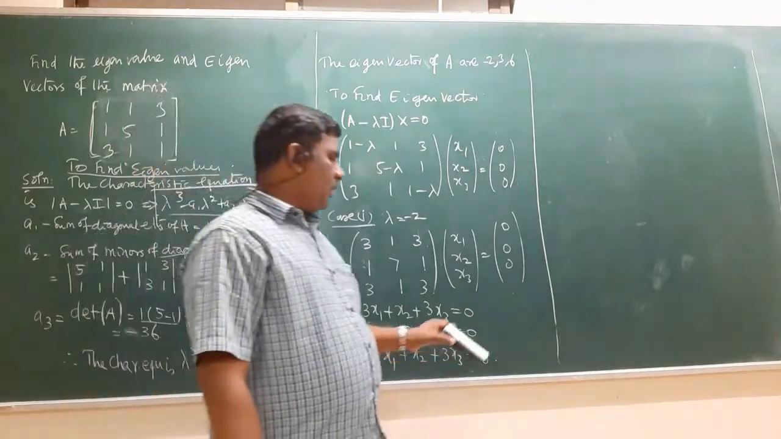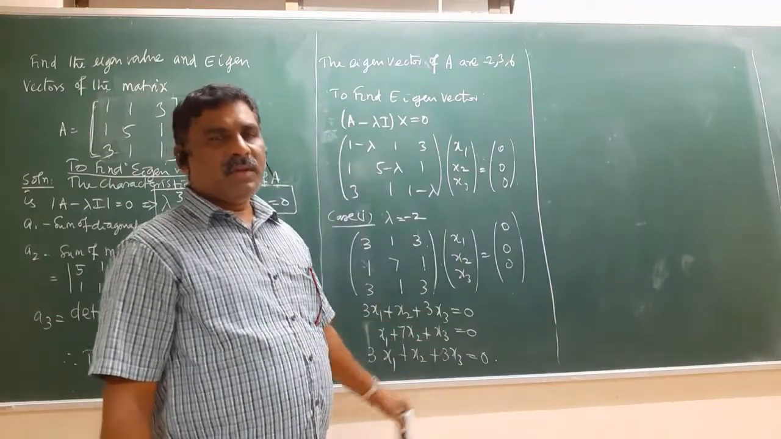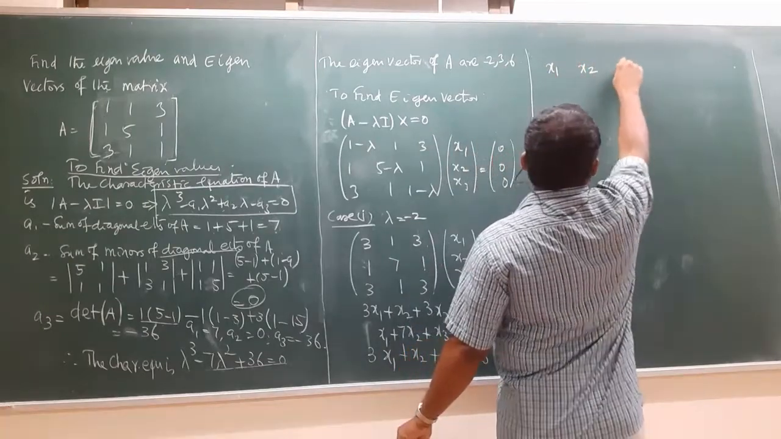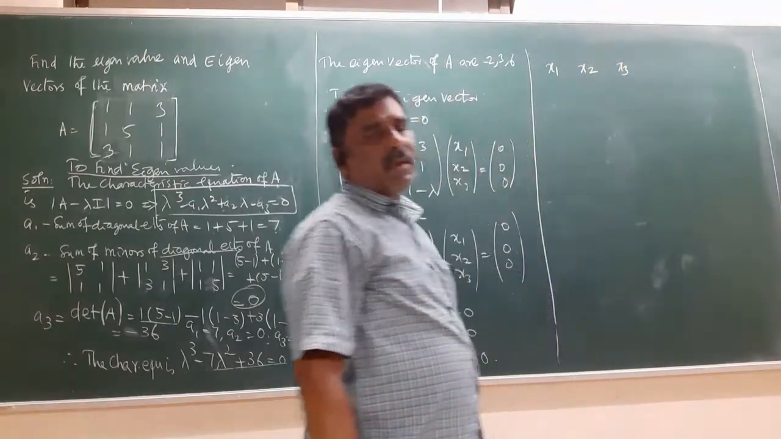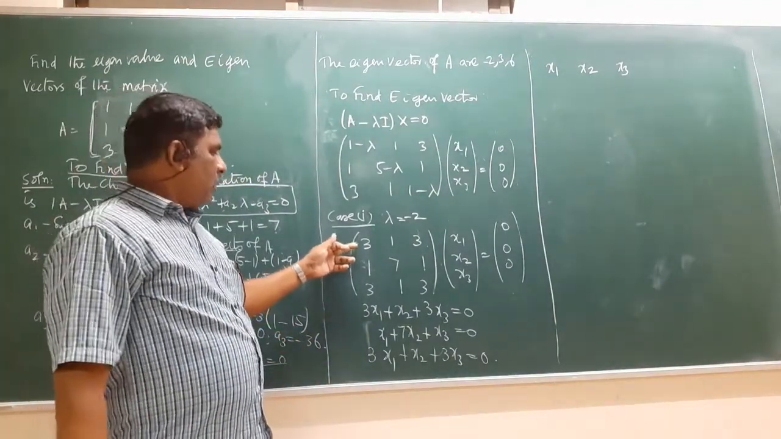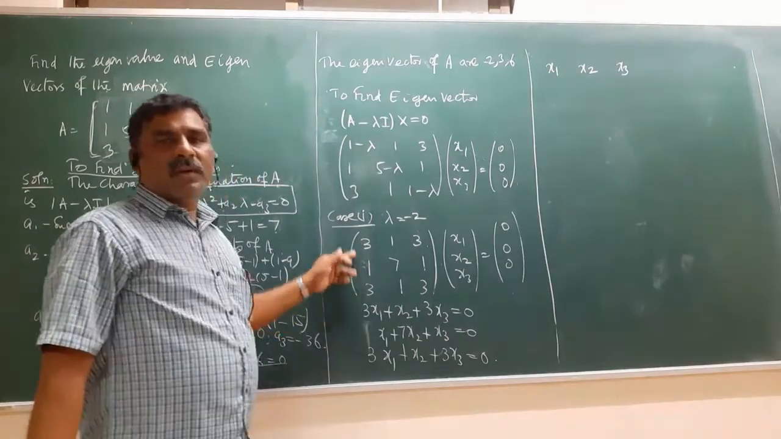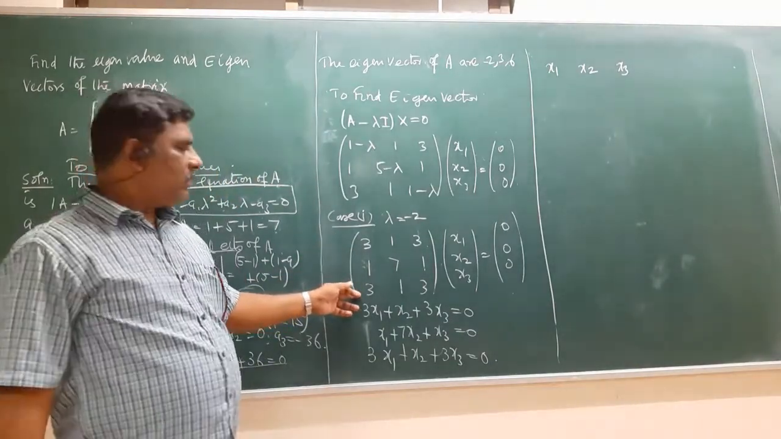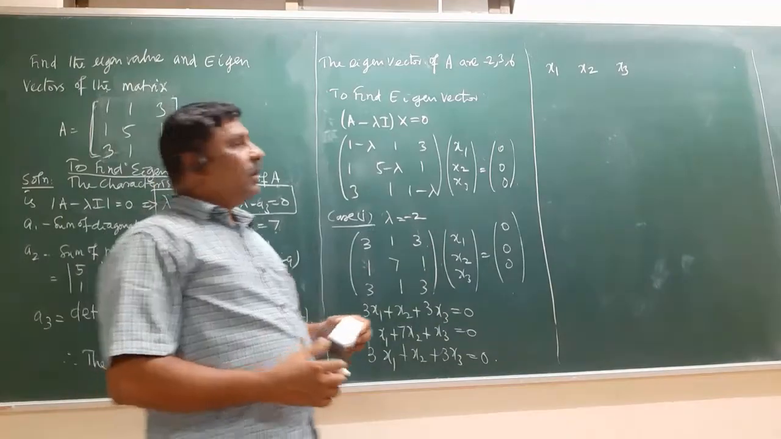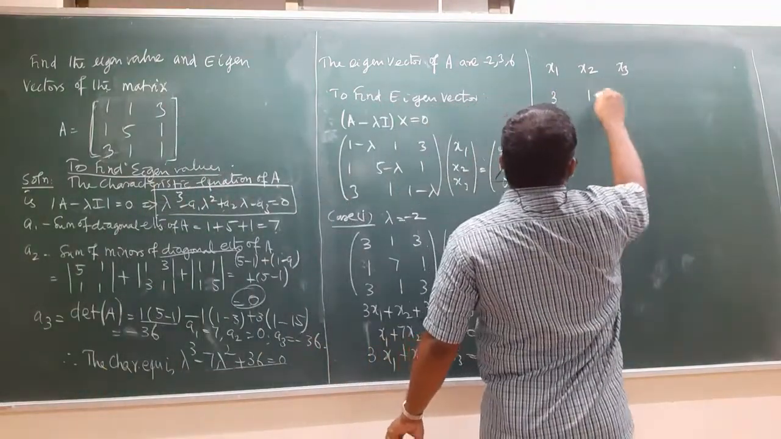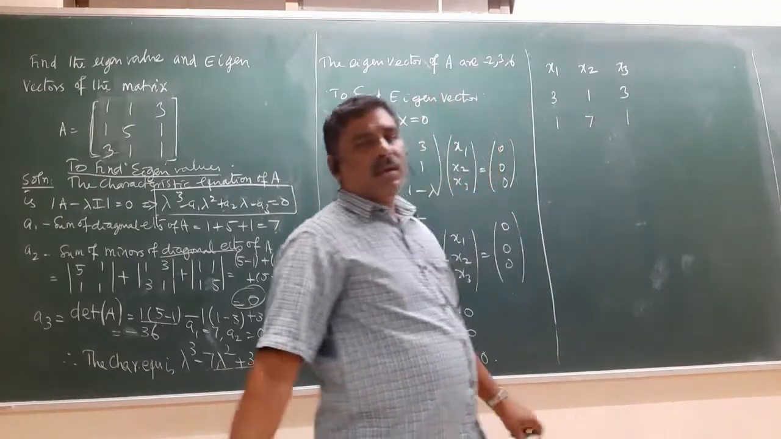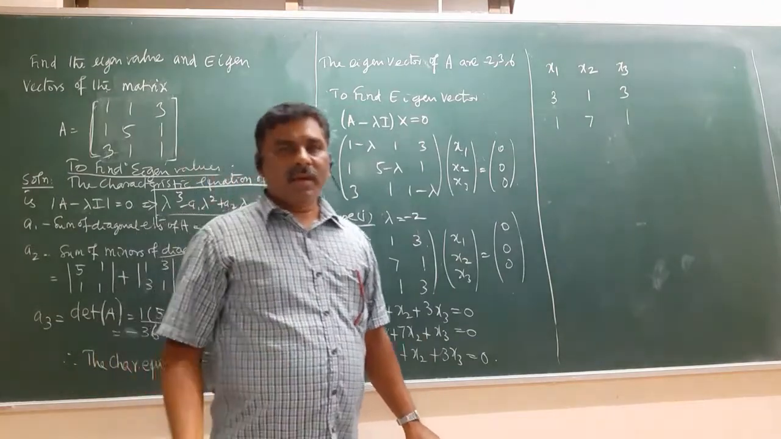Now one shortcut method is there to find x1, x2, x3. How to find that? Take any two rows, and they should be distinct rows. See that the first row and the third row are equal, so don't take like this. Take the two distinct rows: 3, 1, 3 and 1, 7, 1. Write this.